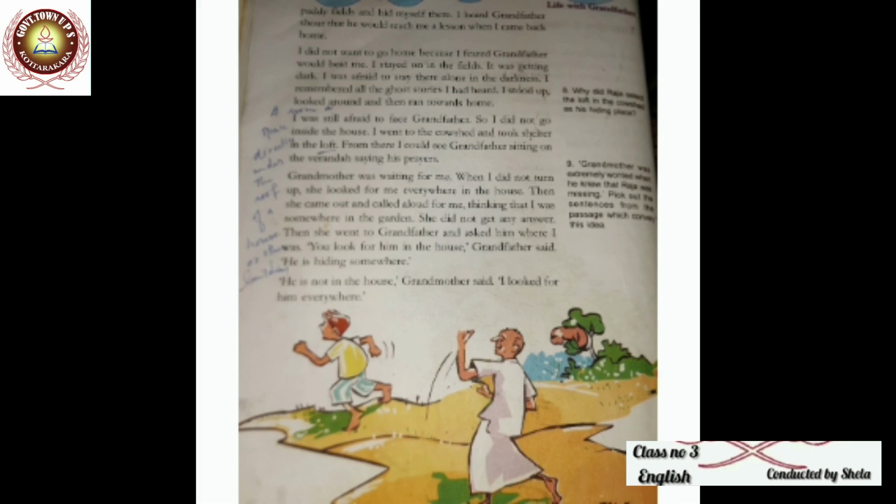Next question. Grandmother was extremely worried when she knew that Raja was missing. Pick out the sentences from the passage which convey this idea. The sentence we can see: when I did not turn up, she looked for me everywhere in the house. Then she came out and called aloud for me, thinking that I was somewhere in the garden. Okay.